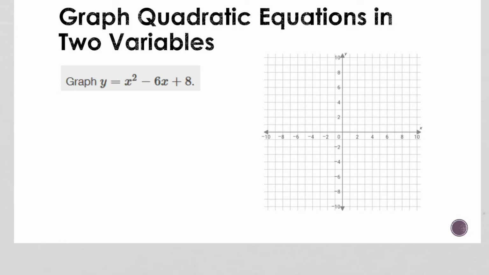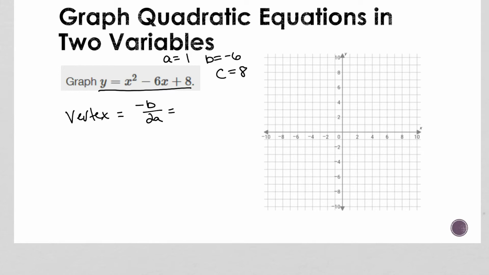Now let's pull everything together and graph this thing using all of the things that we know about quadratic equations. The first thing I want to do is find where the vertex is. The vertex is at negative b over 2a. Where do we get the a, b, and c from? First of all, make sure this is in standard form, and it is. Our a in this case is 1, our b is negative 6, and our c is positive 8.